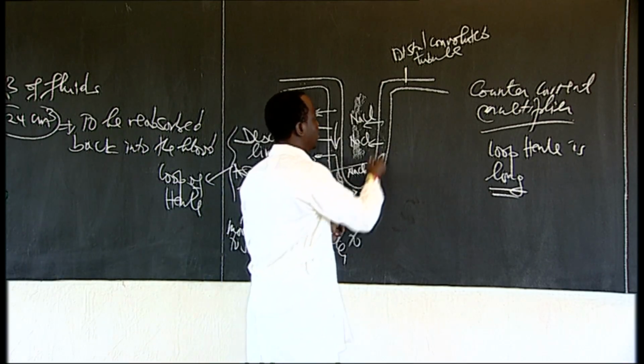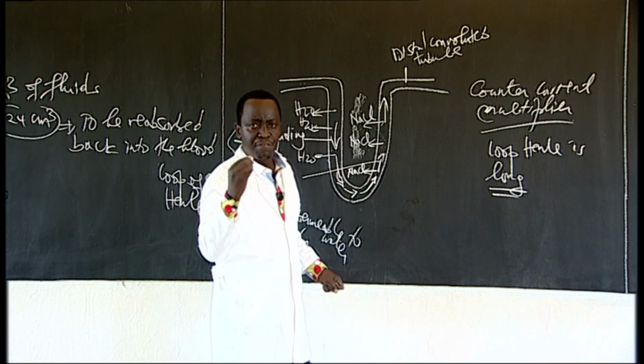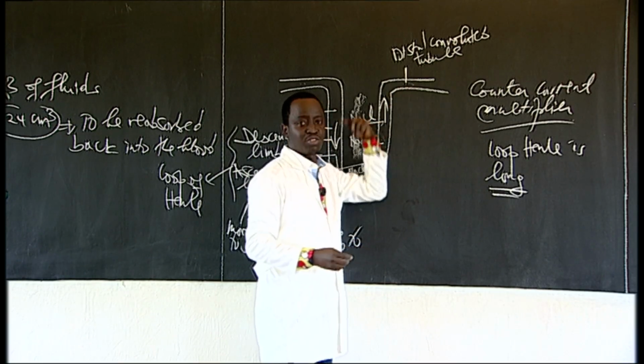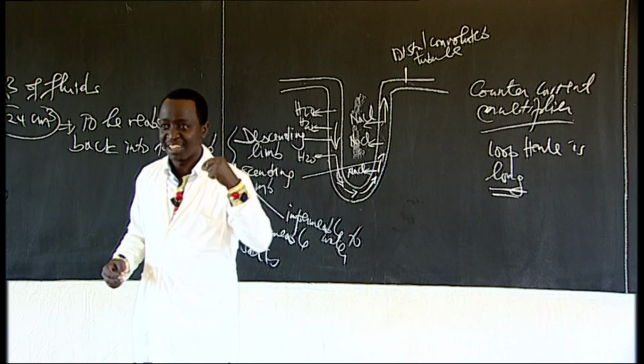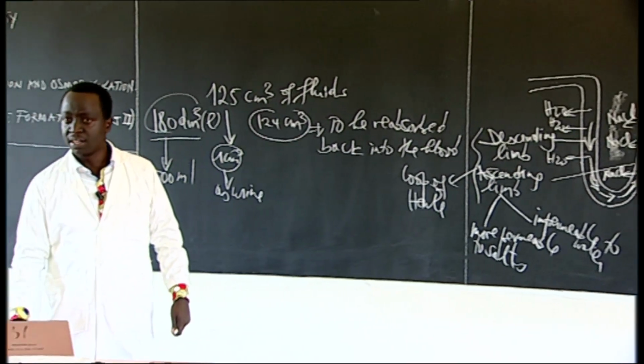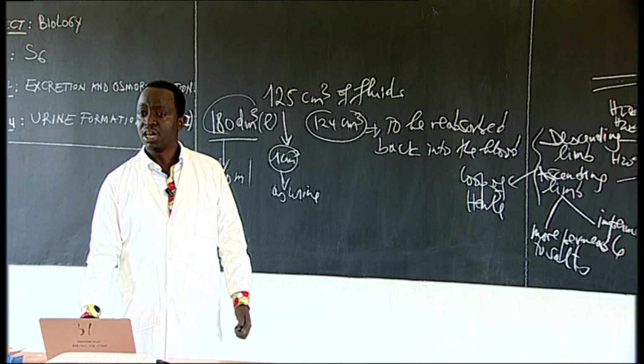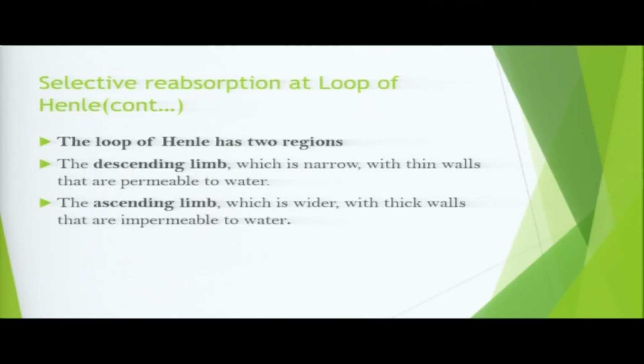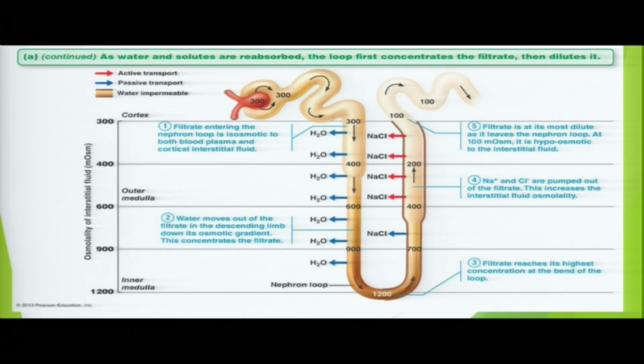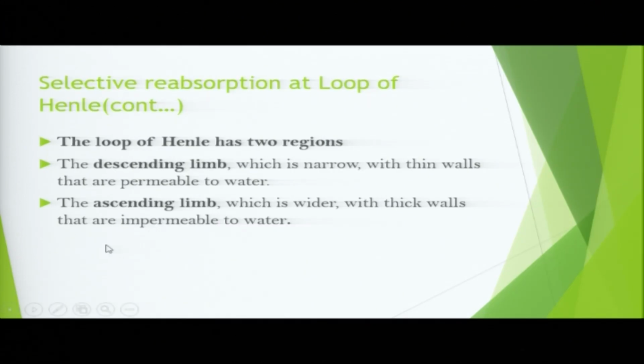Now, the remaining urine, the remaining filtrate, continues where? At the distal convoluted tubule. Are you getting this point? Now, let's see what happens at the distal convoluted tubule. As I have said, the loop of Henry has 2 regions. It has a descending limb and an ascending limb. The descending is more permeable to water and less permeable to salt, while the ascending one is permeable to salt and impermeable to water. This we have. Nice. The diagram I used is there on your screen.